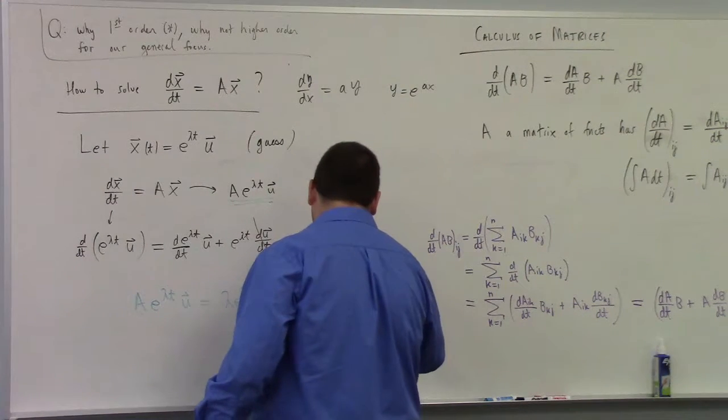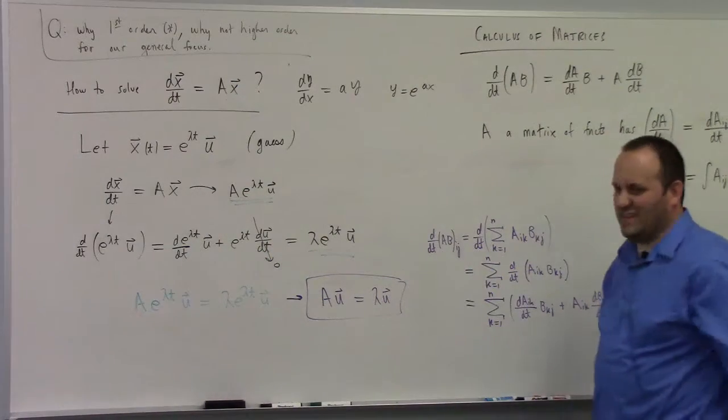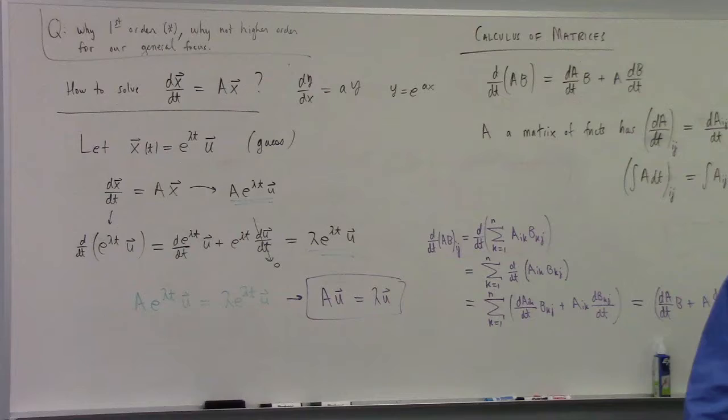a u is equal to lambda u. This is the condition we need on the lambda and the u.